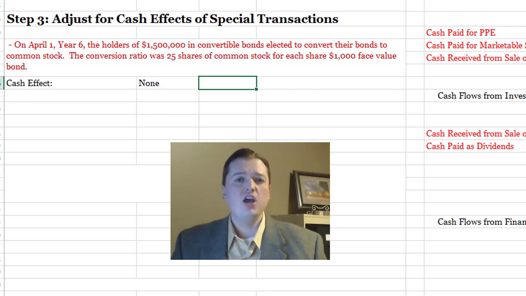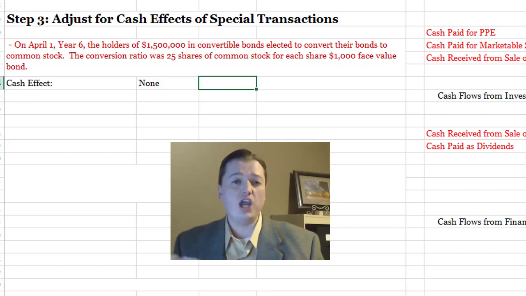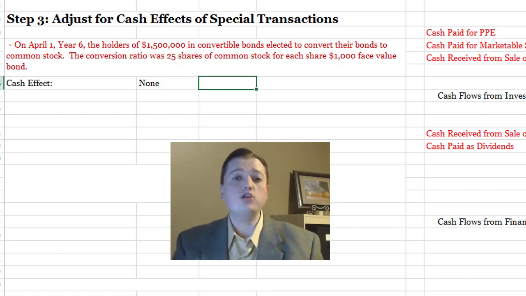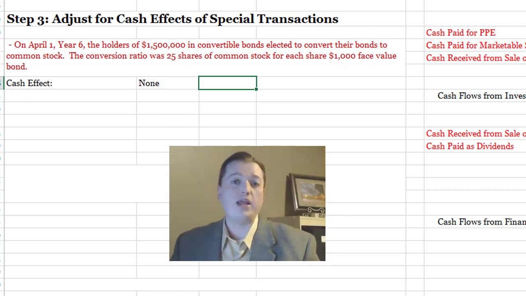In addition, remember that step 5 will be to go through the balance sheet and look for any changes in balance sheet accounts that haven't yet been accounted for. If I don't make some notes right now about this special transaction, when I get to step 5, I may think that there's a cash flow effect because of the change in bonds payable or the change in common stock. So even though there's no cash transaction, I still need to make some notes here in step 3 so that I'm ready when I get to step 5.